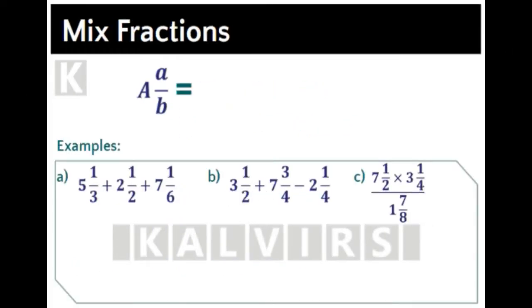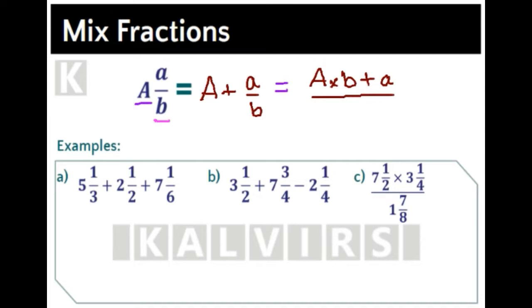A mixed fraction is the sum of an integer and a proper fraction. So we have an integer plus a proper fraction. If we sum these two values, we can express a mixed fraction as an improper fraction. So we have that (a times b plus a divided by b) will be the expression of an improper fraction of a mixed fraction.